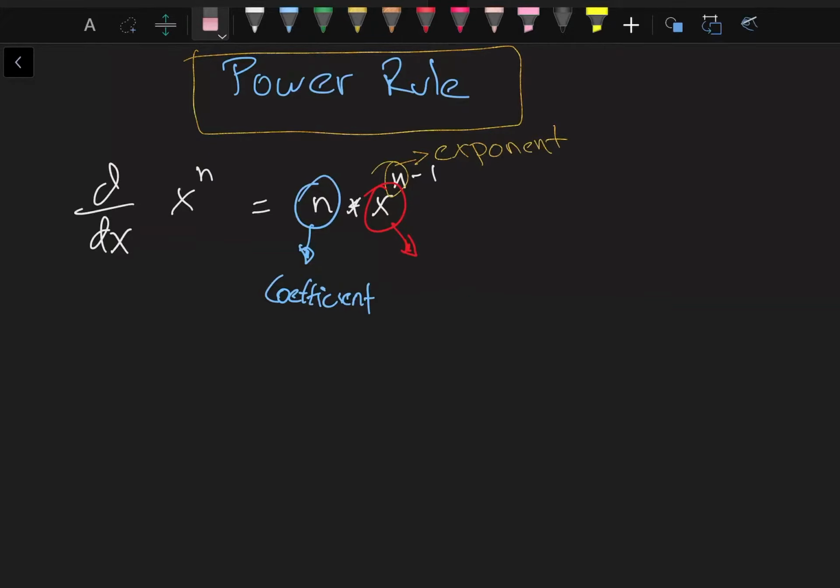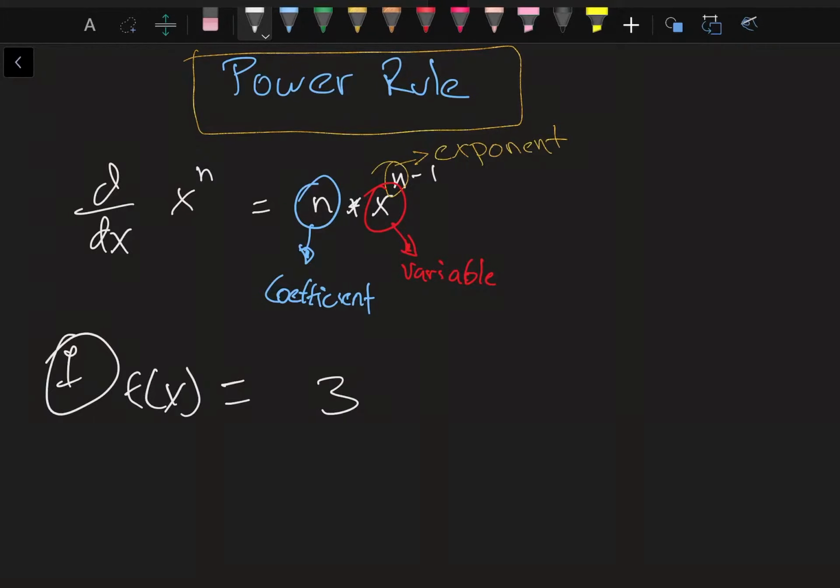Oh my gosh, let me rewrite it. There you go. So like I said, all you need to do is take the exponent, then multiply it by the coefficient, which is the number in front of the variable, in this case x, and decrease the exponent by 1. Let's do an example now here.